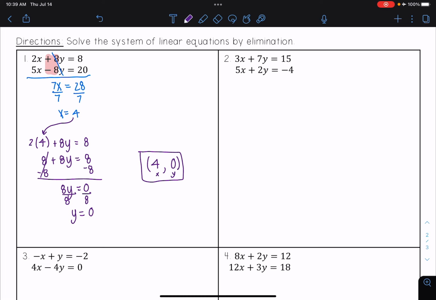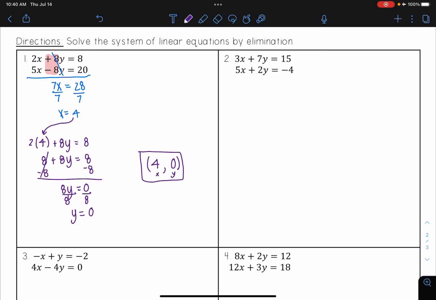Okay, let's look at another one. This one has 3x plus 7y is equal to 15, 5x plus 2y is equal to negative 4. Now, looking at the coefficients in front of x and y, I see for x I have 3 and 5, for y I have 7 and 2. So I don't have the same number in front, and they're also all the same sign.